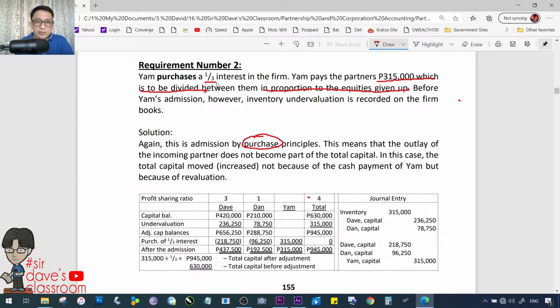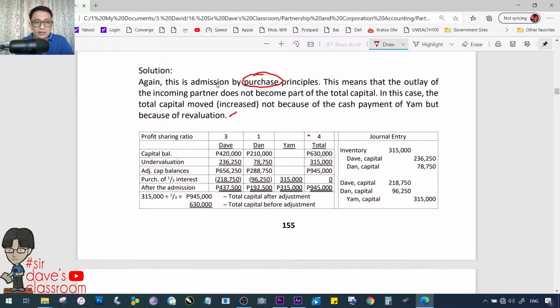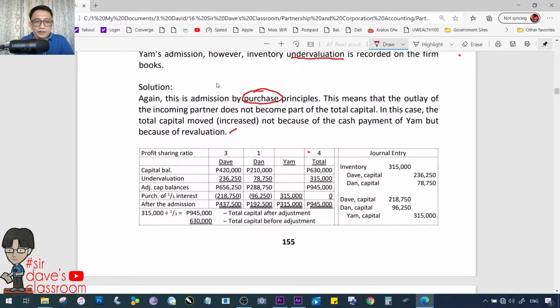In this case, the capital moved or increased not because of cash payment but because of the revaluation in asset. May undervaluation daw which must be updated. So pag under, kailangan dagdagan, magi-increase yung capital balances nung mga old partners before the admission of the incoming partner. So, 315,000 divided by 1/3, yung 945, yun yung deemed total capital after the adjustment.